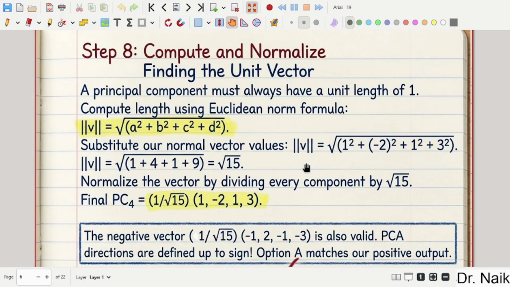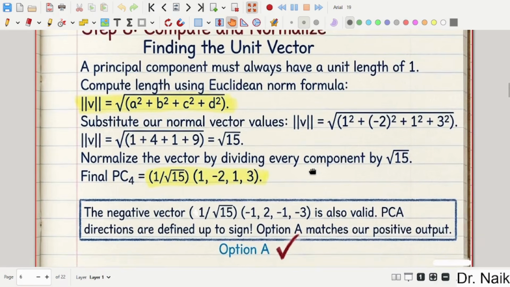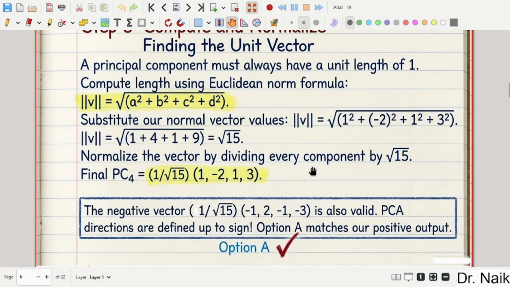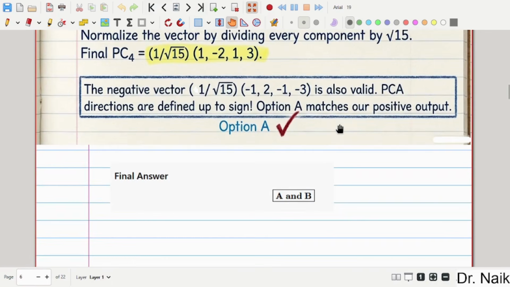Normalize the vector by dividing every component by square root of 15. So our PC4 is 1 upon square root of 15 times the vector (1, minus 2, 1, 3). The negative vector, 1 divided by square root of 15 times (minus 1, 2, minus 1, minus 3), is also a valid PC. PC directions are defined up to the sign. Therefore, the correct options are A and B.